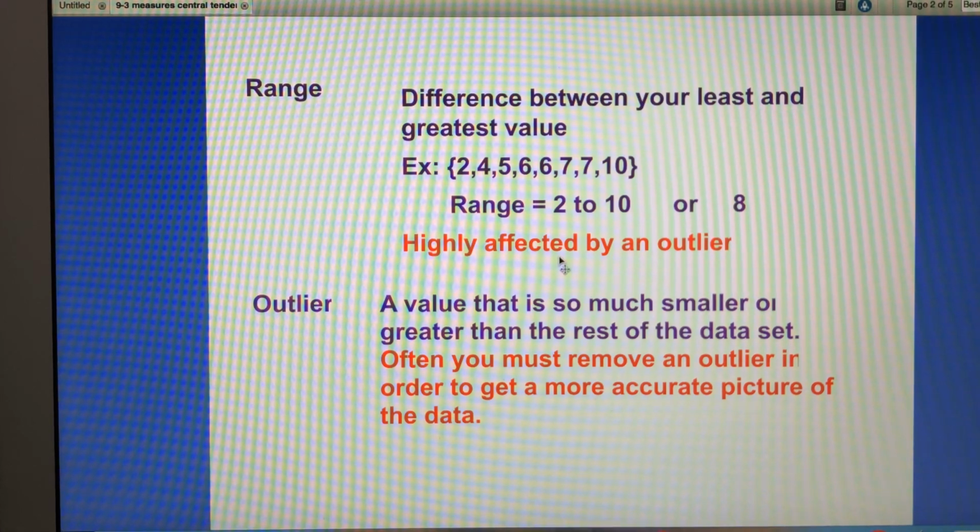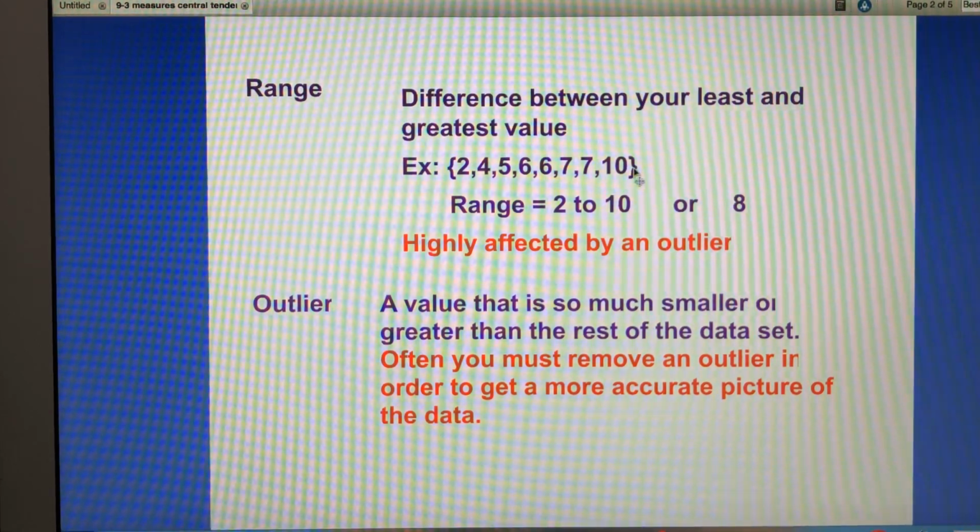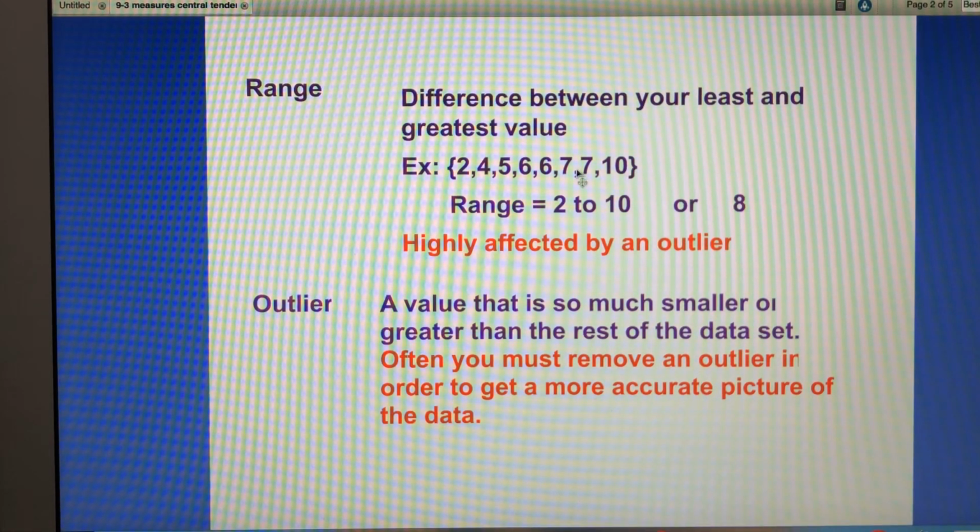This is highly affected by an outlier, because if you had, I don't know, let's say we're counting how many quarters do you have in your pocket, and somebody has 50 quarters, all of a sudden the number 50 is here, and it doesn't go with this data at all. Now you're telling me my range is you could have anywhere from 2 to 50 quarters in your pocket? Okay, that wouldn't be very accurate. So you've skewed the data. Skewed meaning something is off, something's not right.